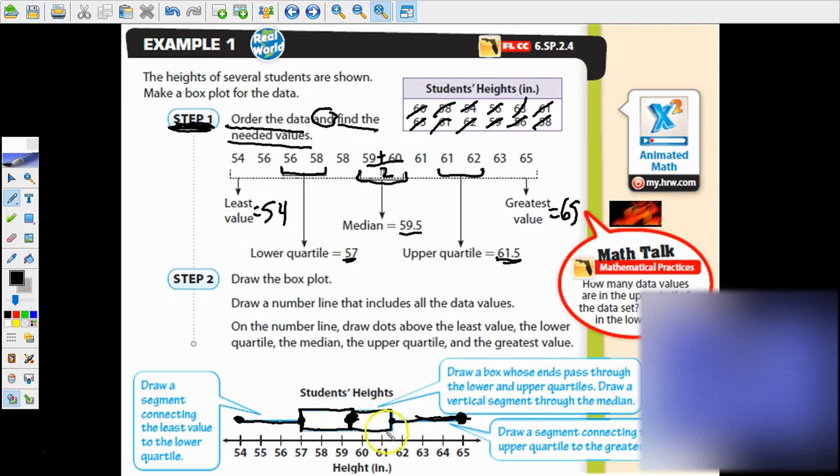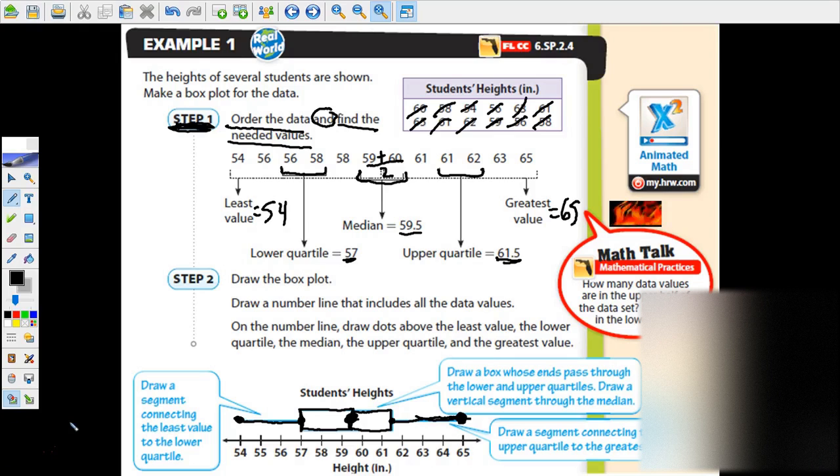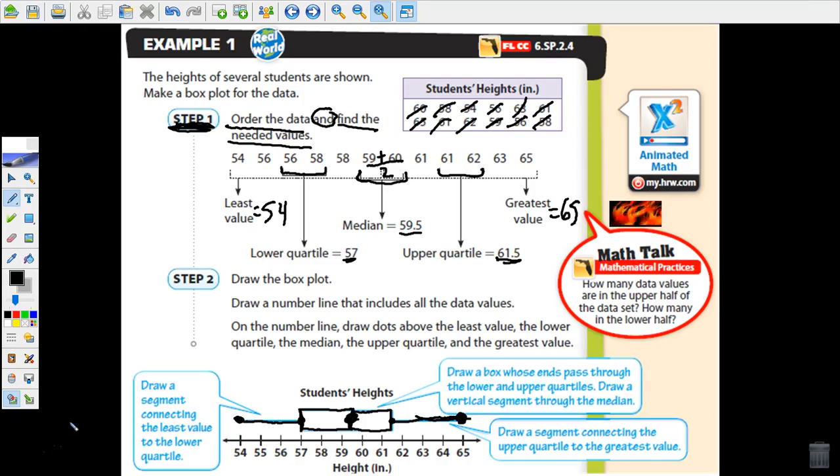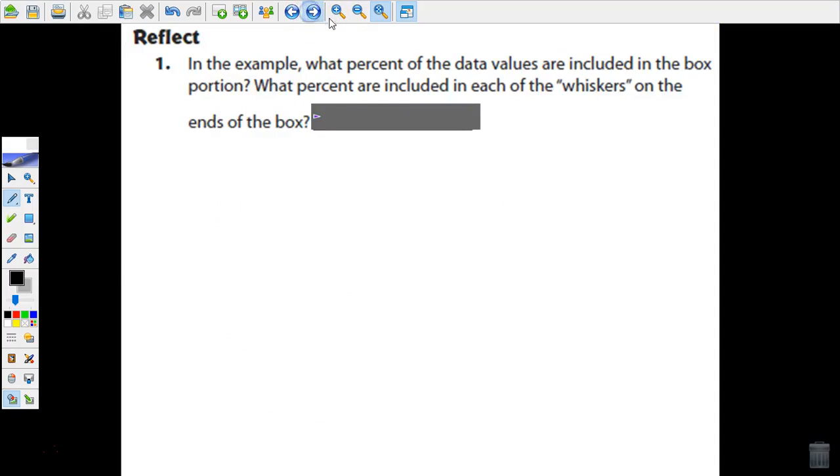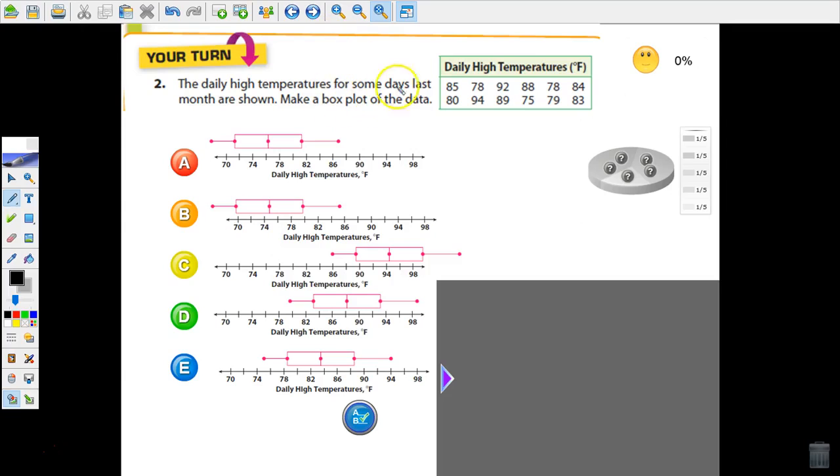Does everybody understand? Watch that over again. You can watch it over again and watch me explain it. Okay, now that we got that down, let's try your turn. Here's our your turn. The daily high temperatures for some days last month are shown. Make a box plot of the data. Okay? I'm gonna give you some time to do this on your own.